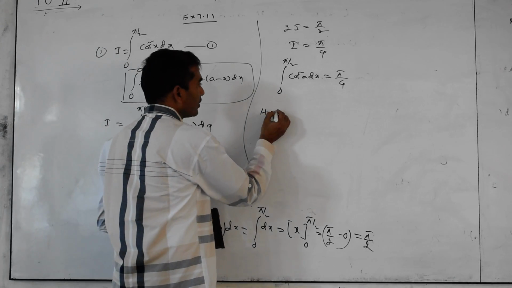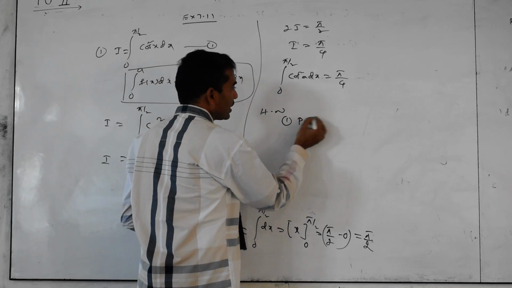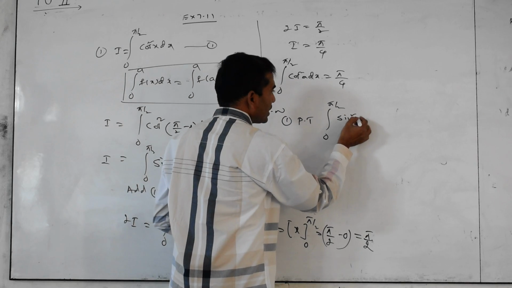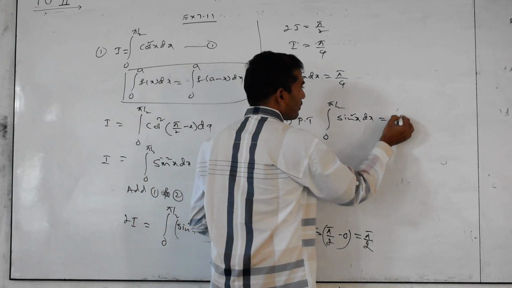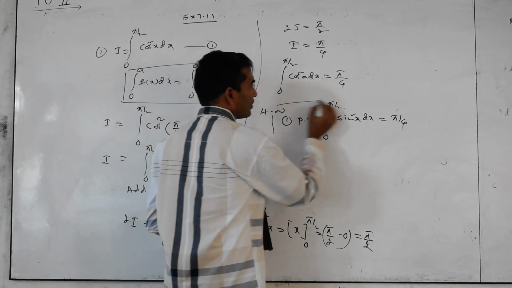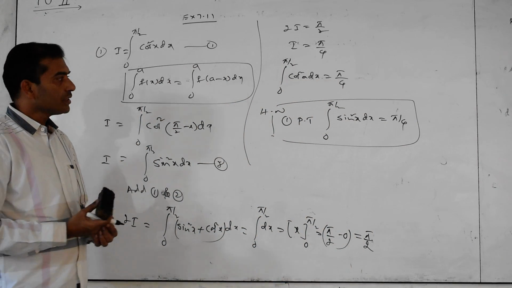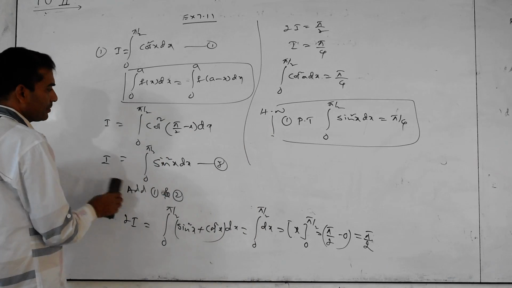Homework. Prove that the integration of 0 to pi by 2 sin square x dx is also pi by 4. This you try yourself. Integration of 0 to pi by 2 sin square x dx equal to pi by 4.